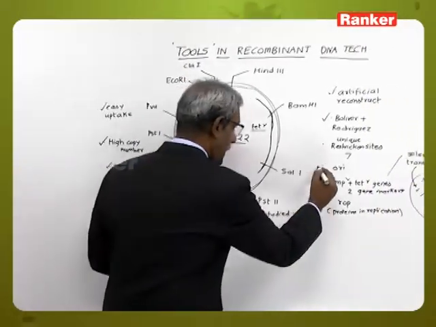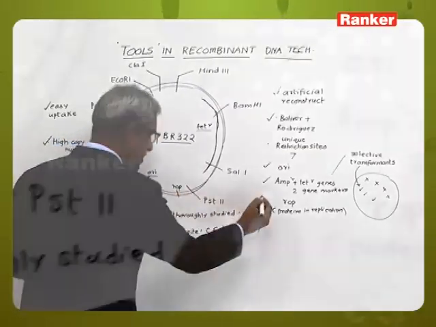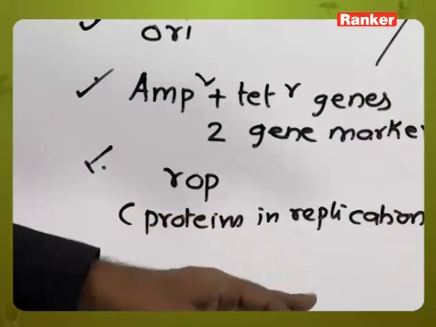So it has got an ORI, it has got gene markers, and if you look, it has got a gene which is termed as ROP. Now ROP is a gene which codes for proteins in replication.